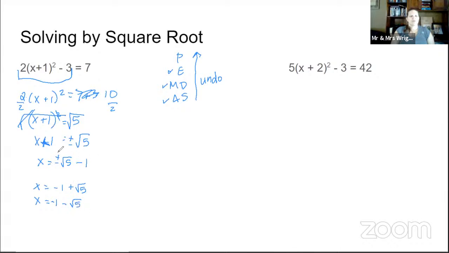You see I have -1, and then I did plus radical 5 and minus radical 5. Radical 5 is already in its simplest form. So these are my exact answers right here. Now, if I wanted to find the approximate answers, I'd plug those into my calculator.